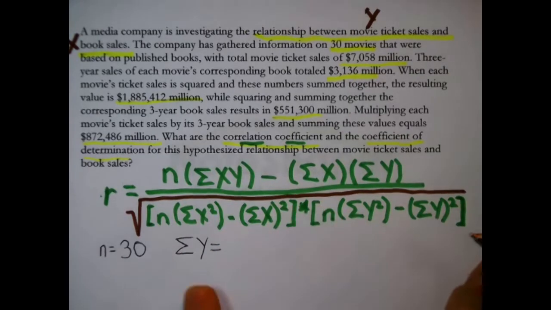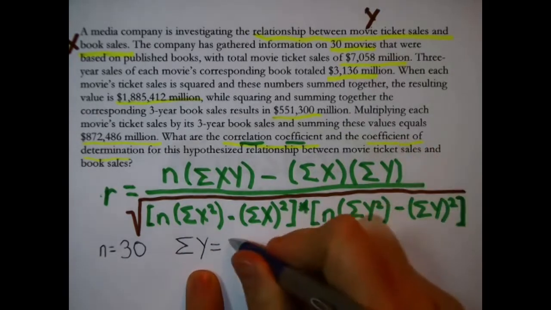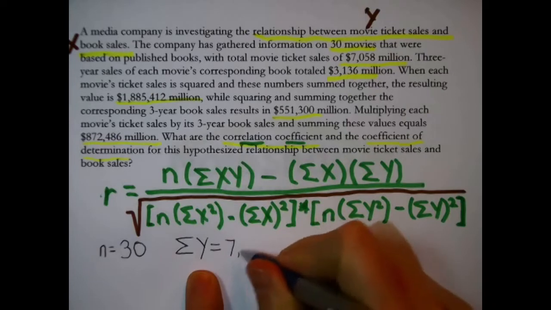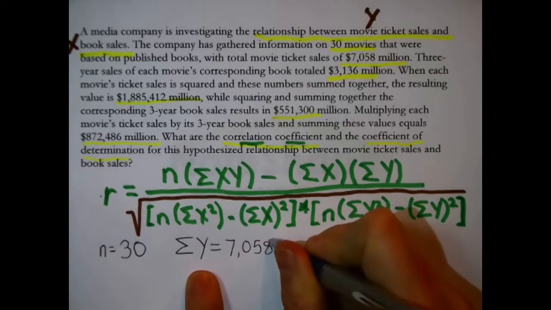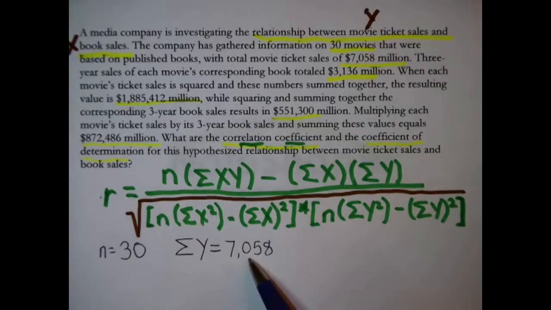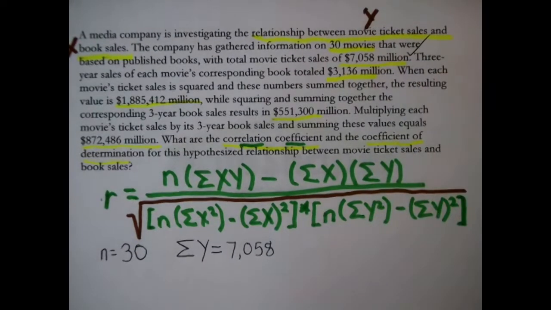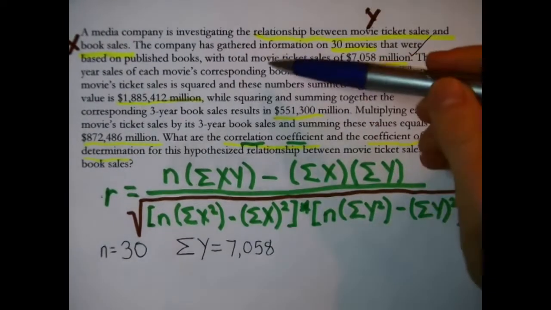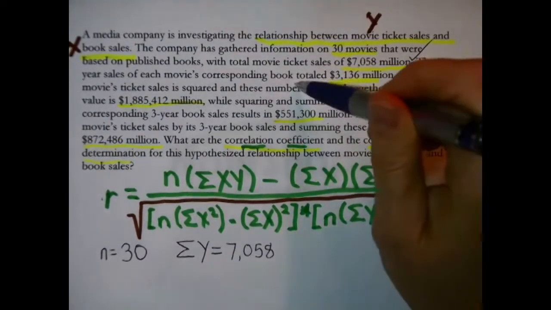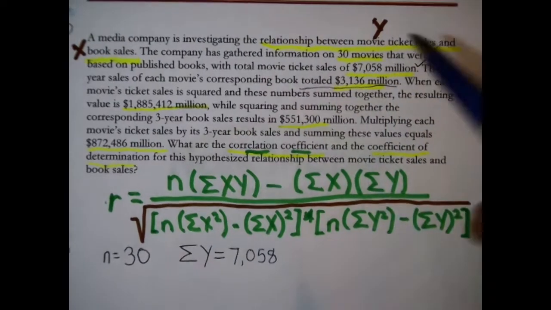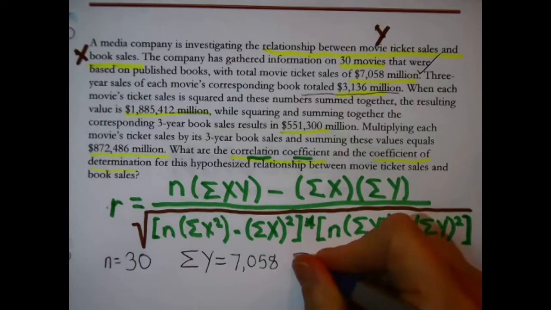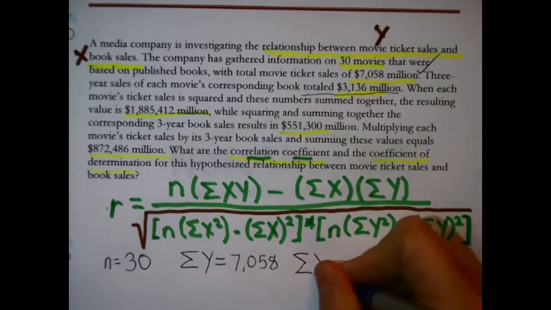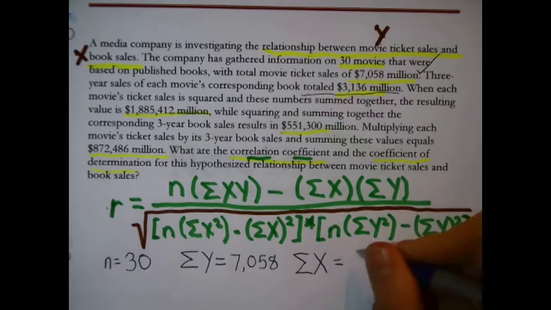We just found the sum of the Y's. All right, now I'm not going to bother to write the millions. I'm already pretty dazzled by these numbers, so we'll work in millions. Okay, the sum of Y equals 7,058. We found it: 3-year sales of each movie's corresponding totaled. We were just saying the book sales are X, and they total up to that number. The X's total up, summation X, to that number. I'm just copying it down.